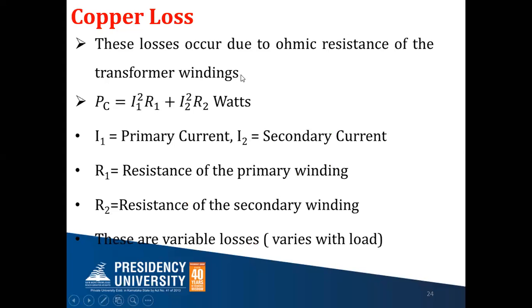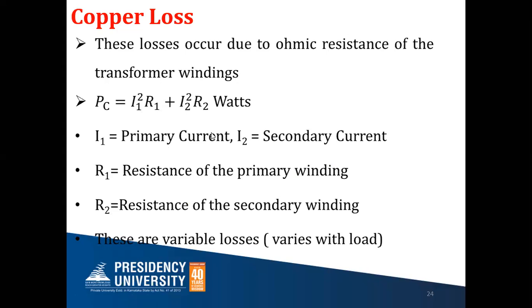We have two types of windings in a transformer, primary winding and secondary winding. Here PC represents the total copper loss. We have taken 1 to represent the primary side and 2 to represent the secondary side. So I1 represents the primary current, I2 represents the secondary current, R1 represents the primary winding resistance and R2 represents the secondary winding resistance.